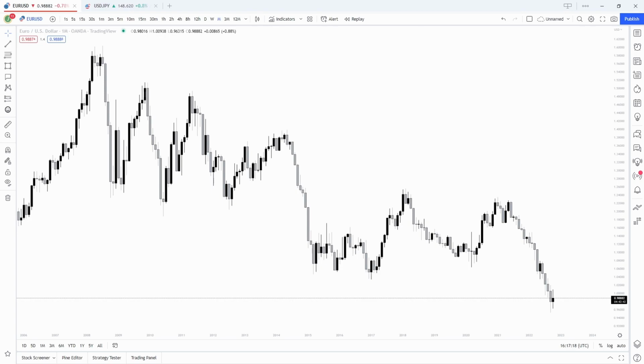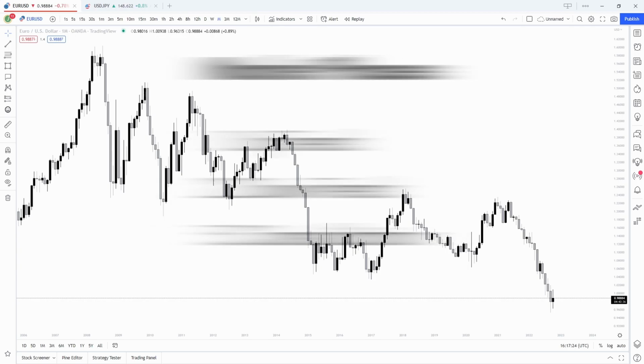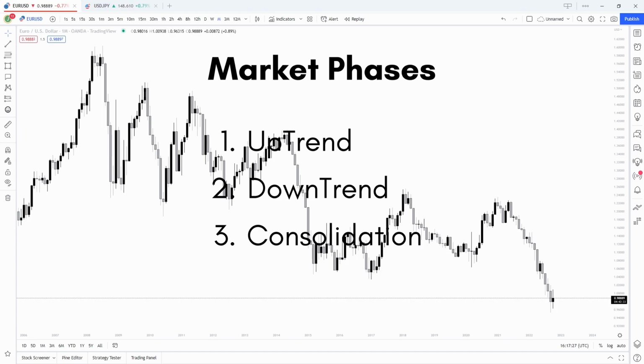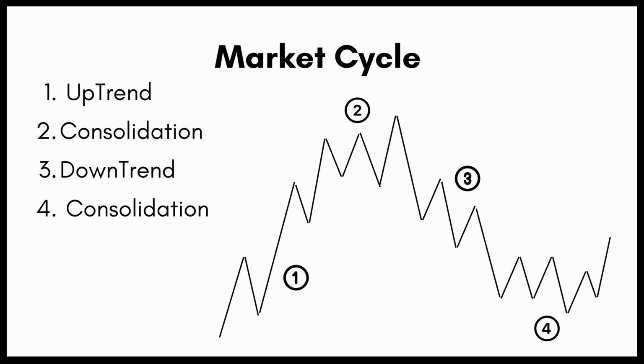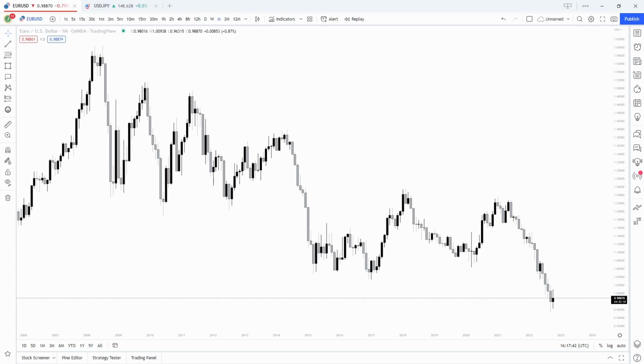Just quickly recapping on that, if you remember, we have certain market phases, those market phases representing an uptrend, a downtrend, or a period of consolidation. Understanding that a market cycle represents one uptrend, a period of consolidation, one downtrend, a period of consolidation. Or that could be on the flip side: a downtrend, consolidation, uptrend, consolidation. Those four phases together, so two periods of consolidation, an uptrend and a downtrend, represent one market cycle. And within an overall trend, we see many cycles.